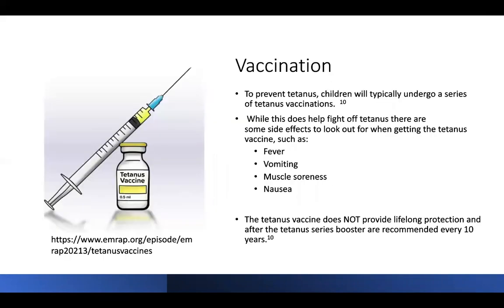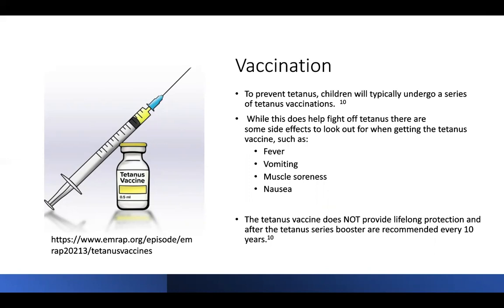So, luckily, there is a vaccination against tetanus, and to prevent tetanus, children will typically go through a series of tetanus vaccinations during their childhood. While this does help fight off tetanus, there are some side effects to look out for when getting the tetanus vaccine, such as fever, vomiting, muscle soreness, and nausea.